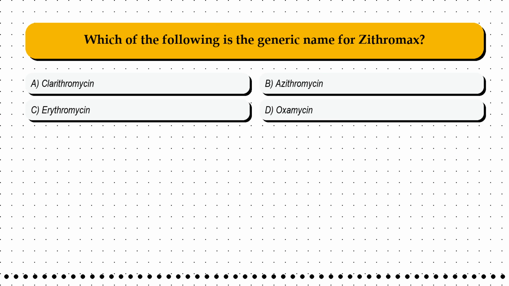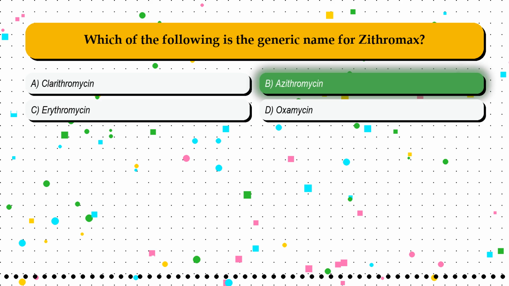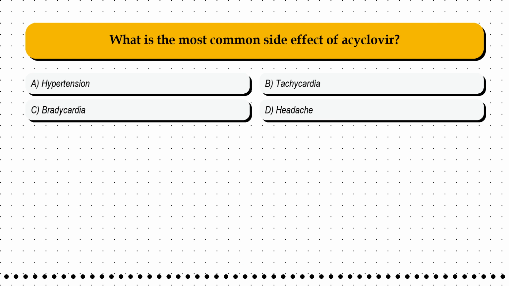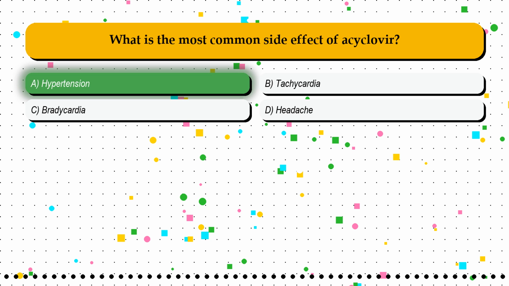Question 270. Which of the following is the generic name for Zithromax? Option A, clarithromycin. Option B, azithromycin. Option C, erythromycin. Option D, boxamycin. The correct answer is option B, azithromycin. Question 271. What is the most common side effect of acyclovir? Option A, hypertension. Option B, tachycardia. Option C, bradycardia. Option D, headache. The correct answer is option A, hypertension.